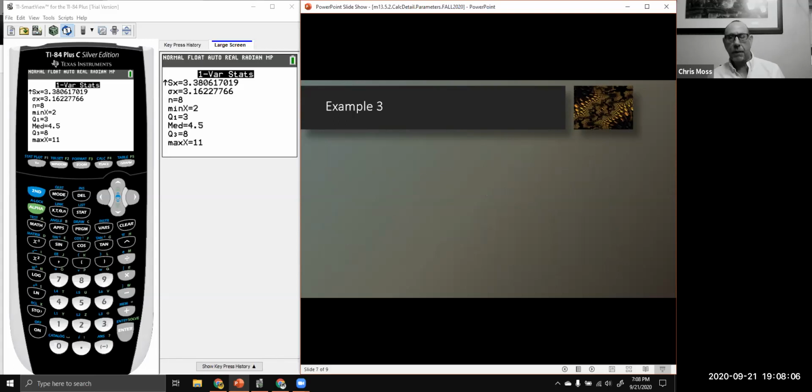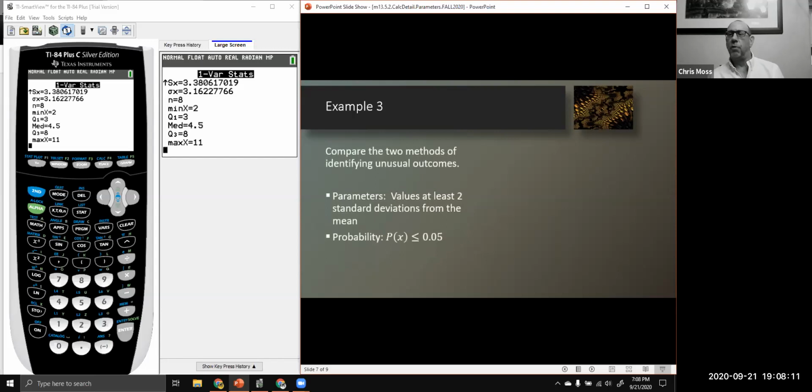Now, example number 3, I want to remind people that there are 2 methods for identifying unusual or significantly high or low numbers of outcomes. We can use the parameter approach, where I take the values that are at least 2 standard deviations above and below the mean. Or I can use a probabilistic argument. If the probability of x being at least or at most a given number is less than or equal to 0.05, then that set of outcomes is indeed significant.